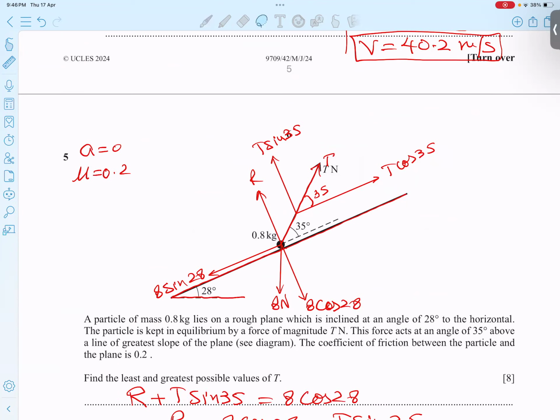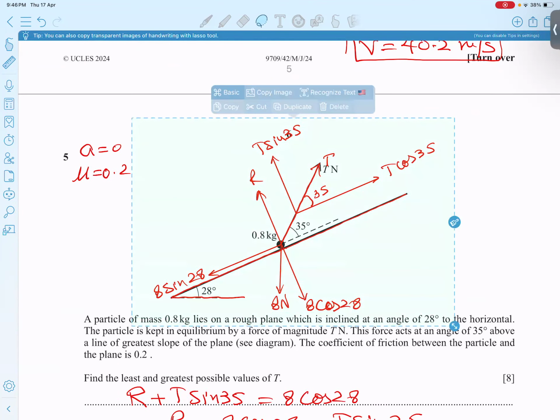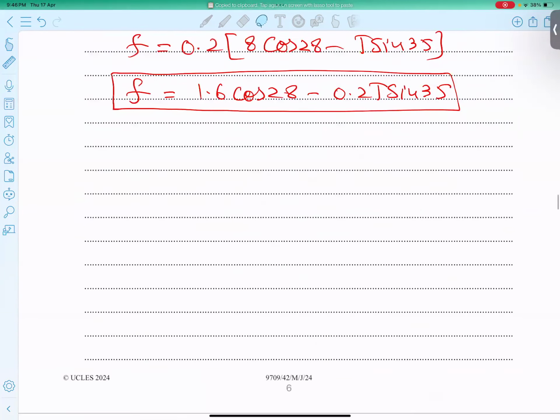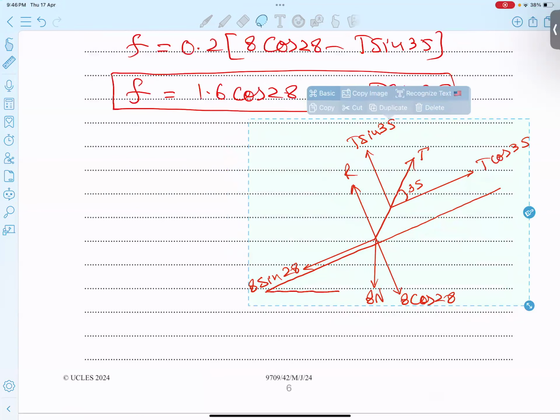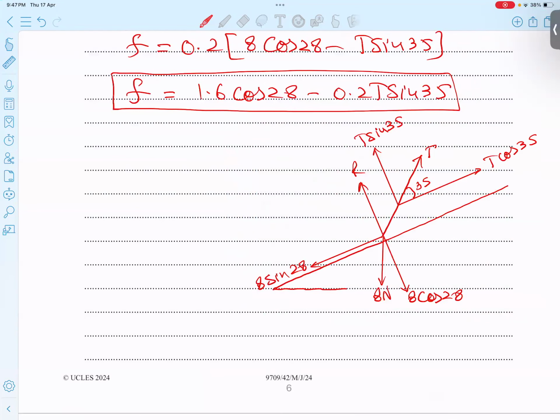Okay, so now I will take this copy just for the sake of your understanding. I will paste here. So I will make it. According to the situation, if I'm looking for the least force, students, how to find the least force? It means it is about to move down. It's called about to move down. The acceleration is confirmed 0. So friction is 100% upwards. So now, students, I can find it easily.